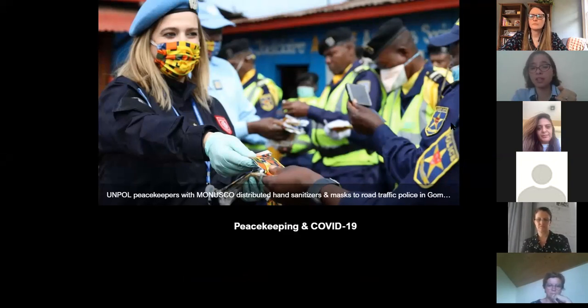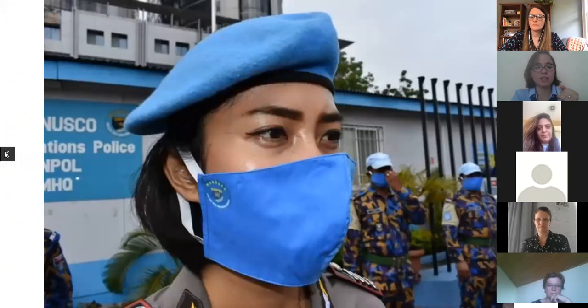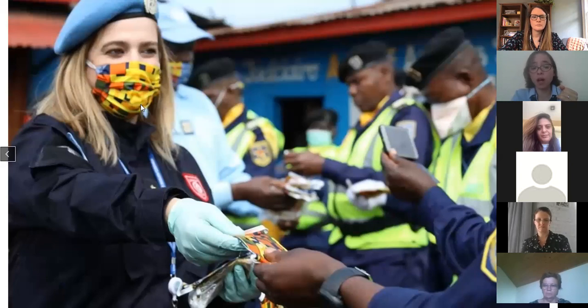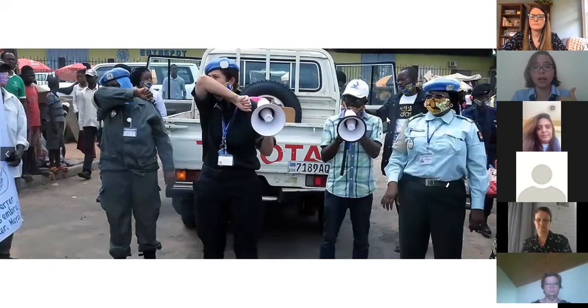And I'll just give you a few examples. You can see this group of peacekeepers made masks and were handing them out. Also showing, of course, a model and helping to give publicity to good hygiene practices, how to deal with COVID-19. So here you can see some campaigns. And it's not coincidental that you see a lot of women here. In recent years, there's been a very big push to involve more and more women as peacekeepers.